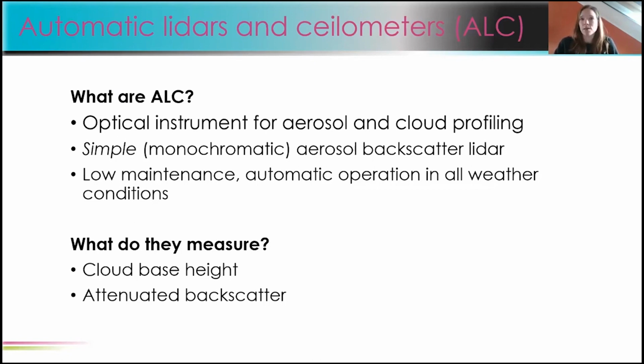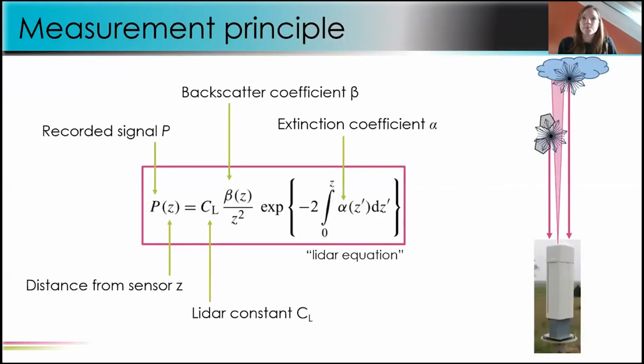basically all weather conditions. The main products that we directly get from the sensors are cloud-base height and attenuated backscatter profiles. The measurement principle is a bit similar to the Doppler lidar that Ewan mentioned before, only that we have one beam that is continuously shooting in one direction into the atmosphere, where it is partly absorbed and partly backscattered into different directions. And some of this light that is scattered back into the direction of the sensor is then received or collected by a receiver.